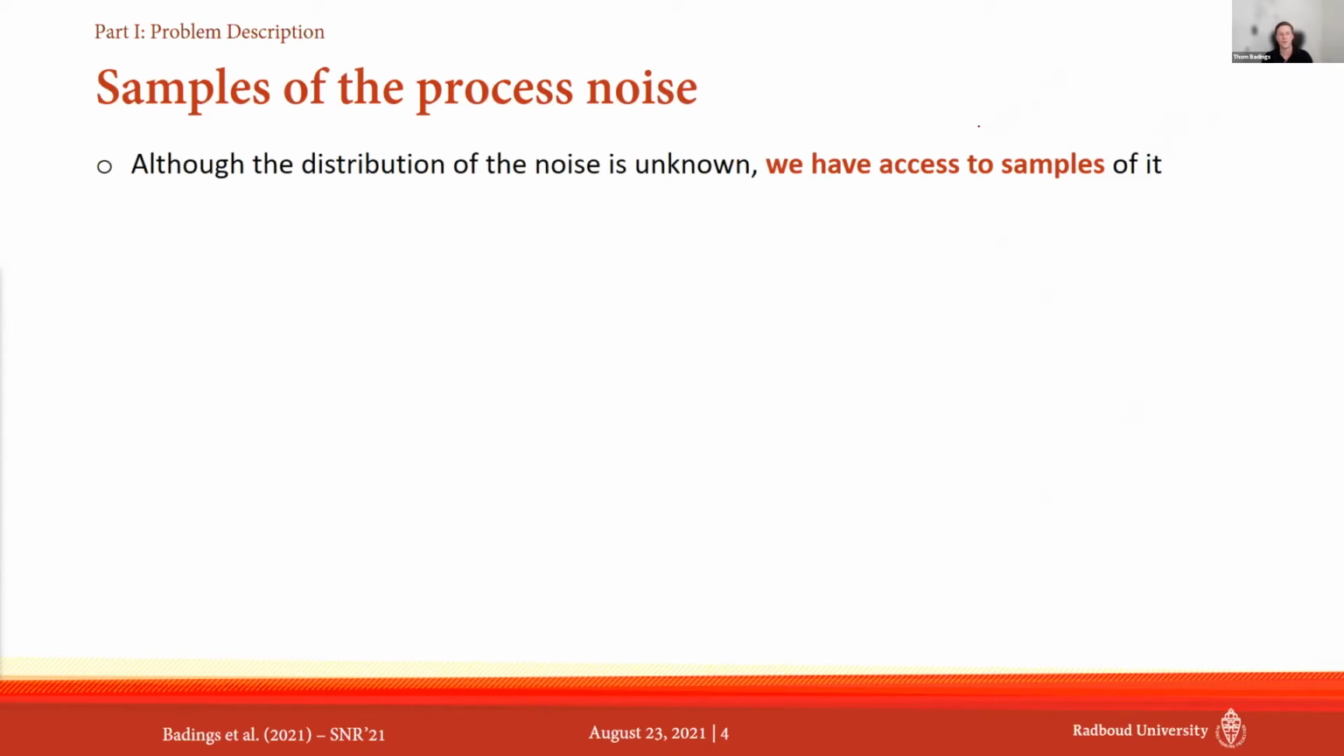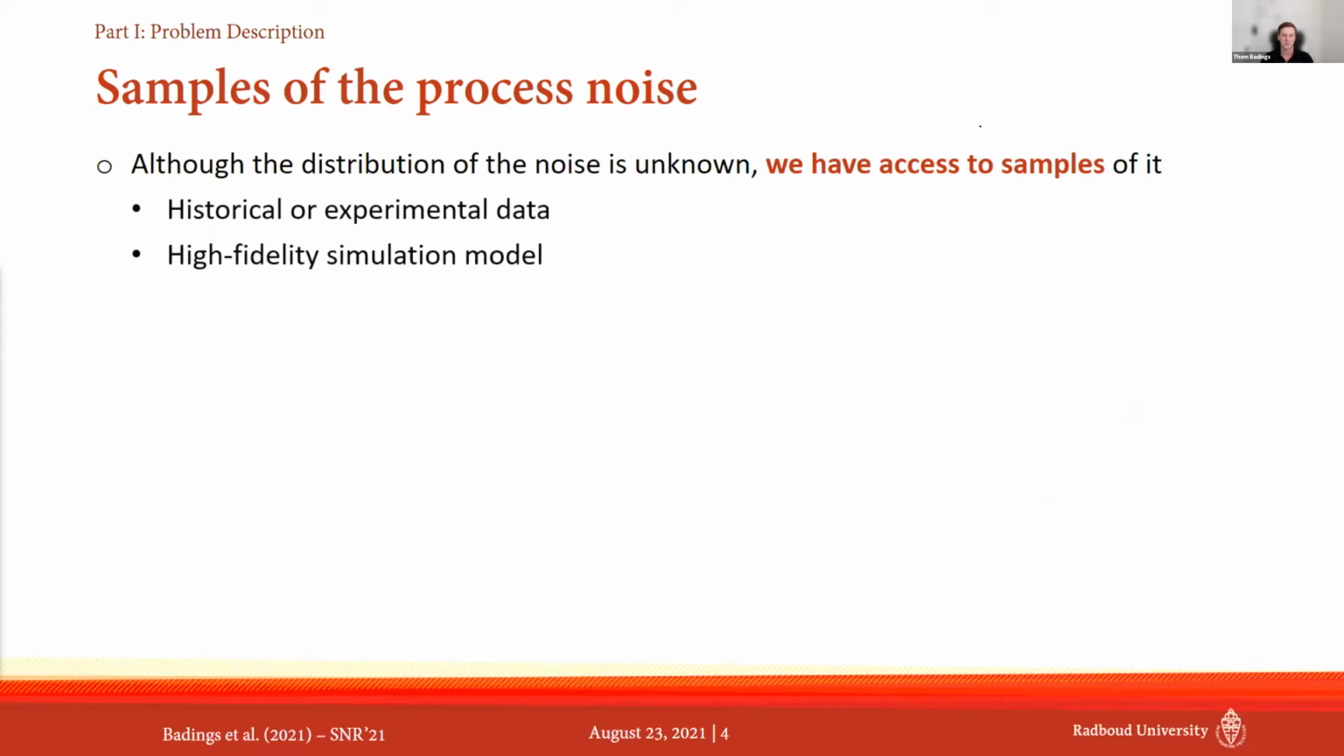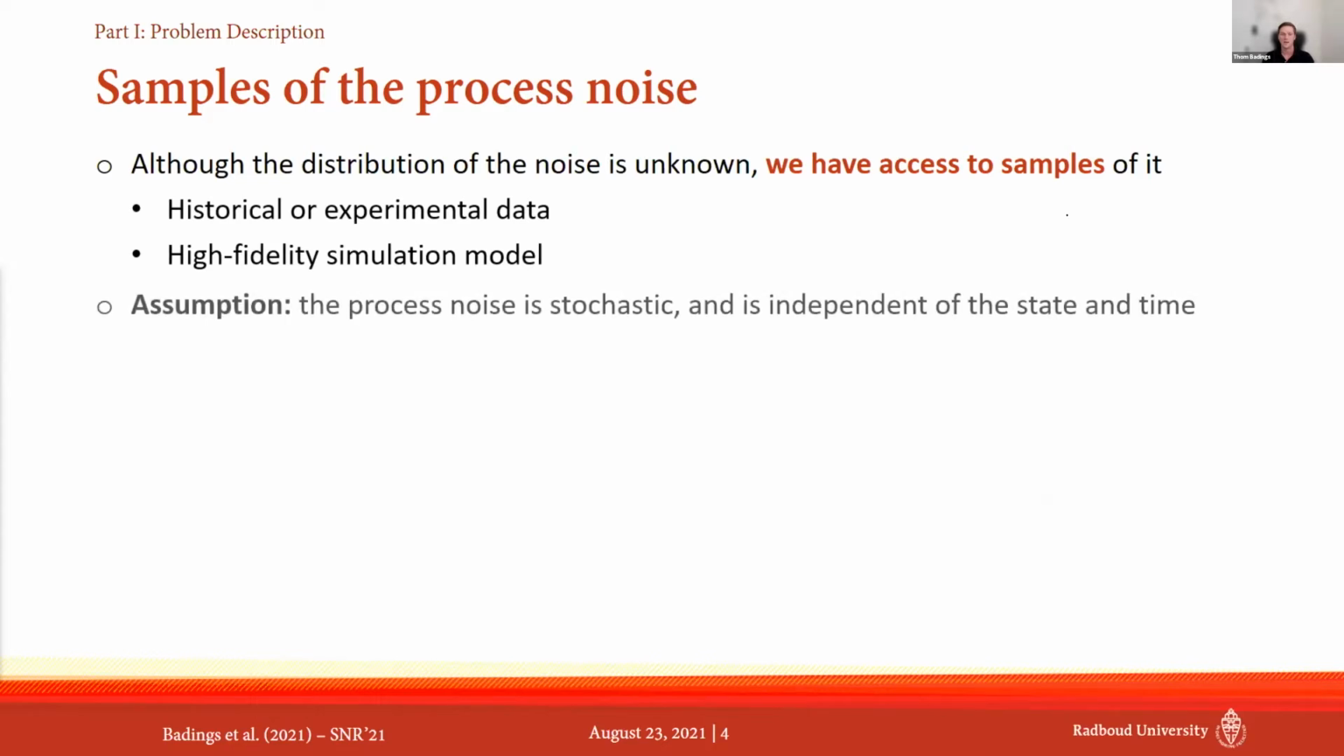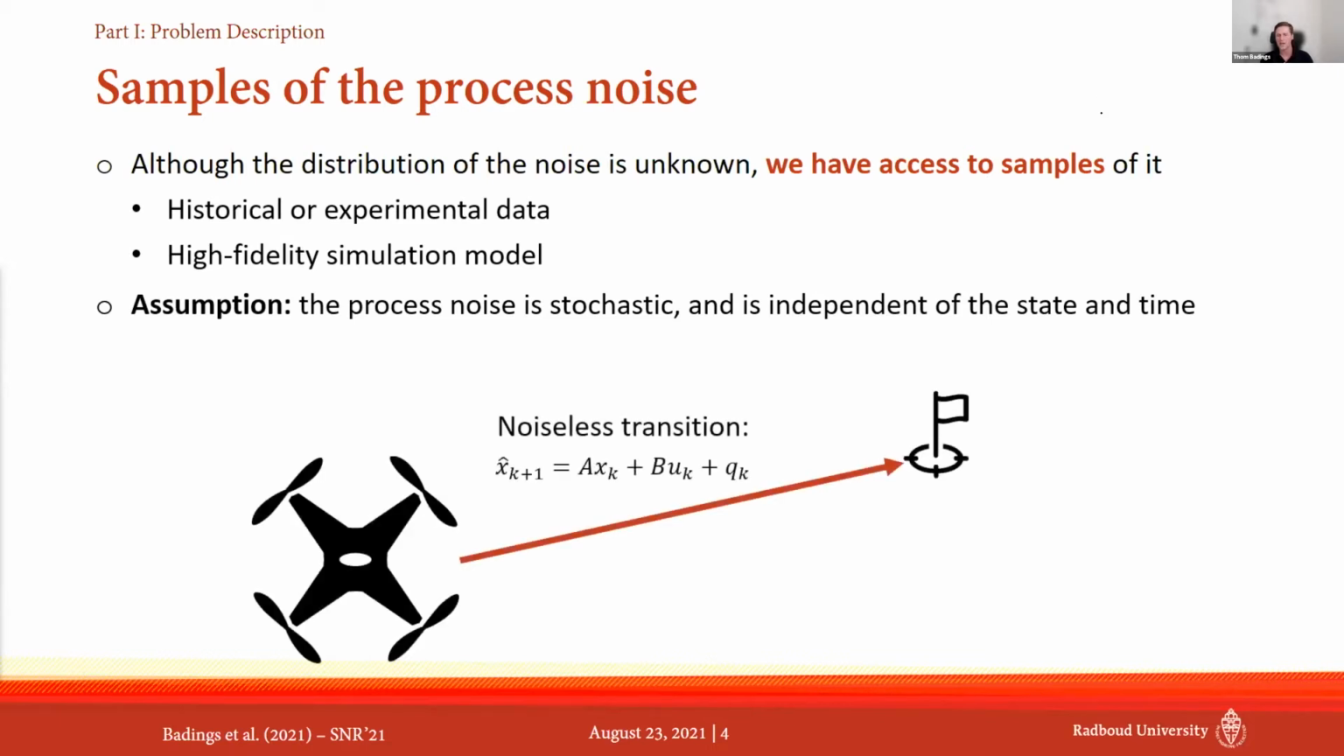And although we do assume that the distribution of the noise is unknown, we do assume that we have access to samples of it. And this may be from historical or experimental data, or maybe from some high fidelity simulation model. And here the main assumption that we make is that the process noise is stochastic and is independent of the state and time. So essentially this means that we are able to obtain identically distributed and independent samples of the noise. So in the end, that would look something like this.